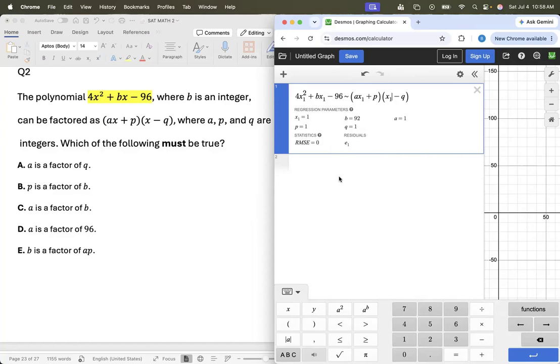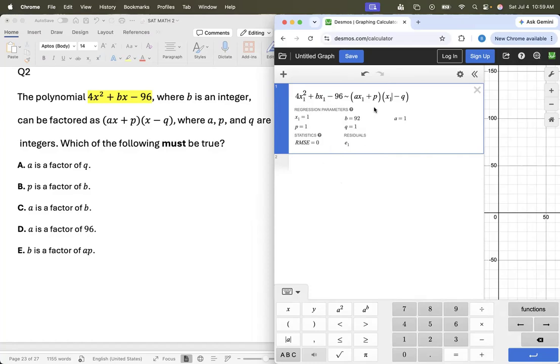But those are not the only factors. There's numbers that can multiply to 96. You can have 96 and 1. You can have 48 and 2. Those are factors. You can have 32 and 3. So 96 has so many options. It picked 92. And therefore, this should tell you that, oh, P and Q can be anything, right?